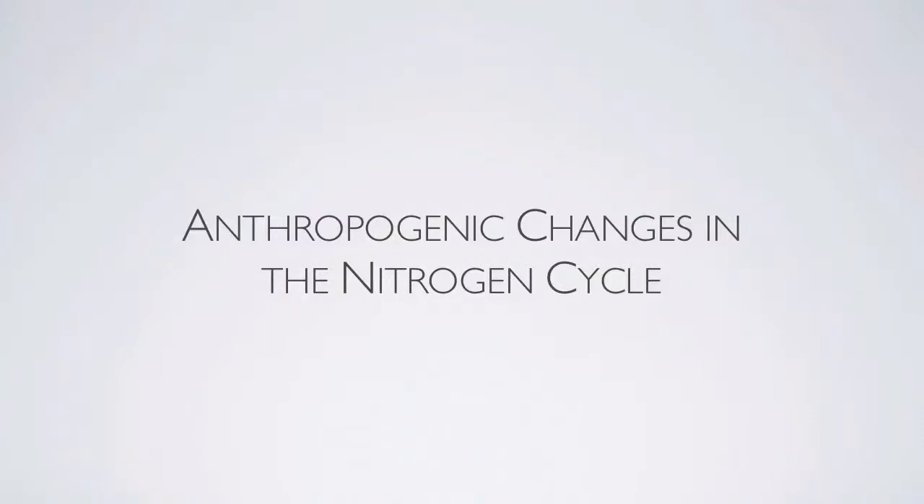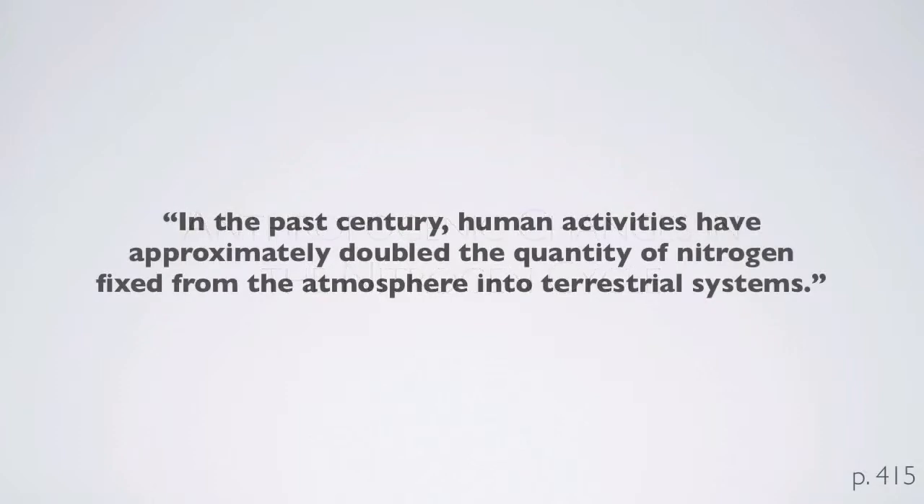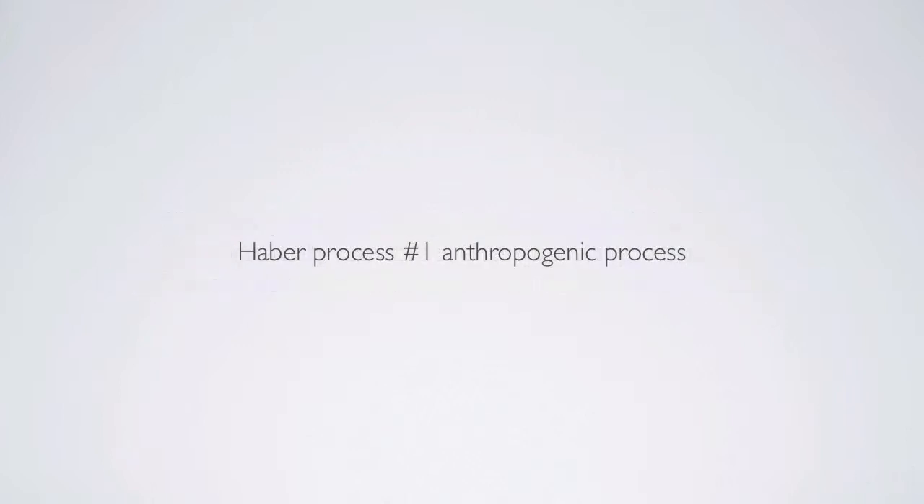So for the nitrogen cycle on the global scale, we have a basic idea of some of the pools and some of the fluxes. And now we're going to cover the anthropogenic changes in the nitrogen cycle at the global scale. In the past century, human activities have approximately doubled the quantity of nitrogen fixed from the atmosphere into terrestrial ecosystems. When we looked at those numbers as far as the fluxes are concerned, the Haber process, that industrial fixation of nitrogen, is the number one anthropogenic process.